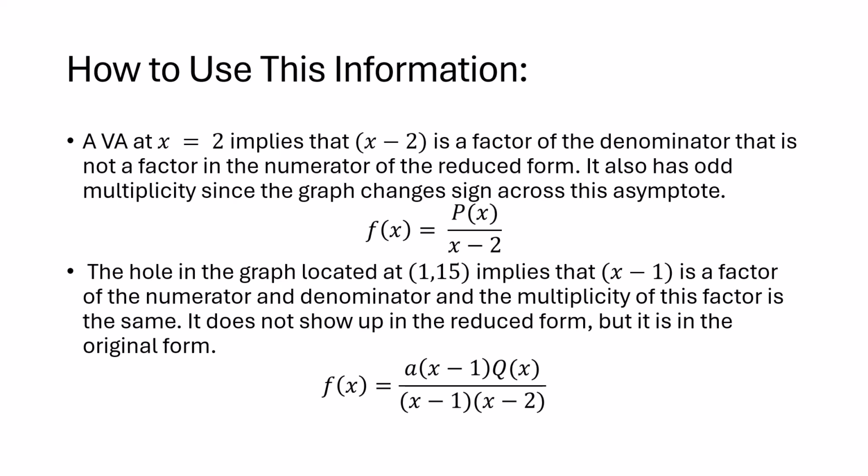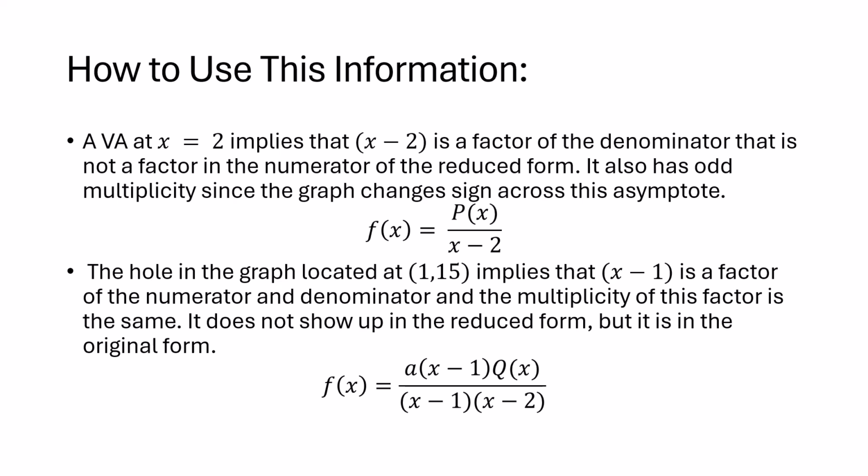Well, the vertical asymptote located at x equals 2 implies that x minus 2 is a factor of the denominator, and this is not going to be a factor of the numerator of the reduced form. It also has odd multiplicity because the graph changes sign across this asymptote. So right now my template appears as some polynomial p of x divided by x minus 2.